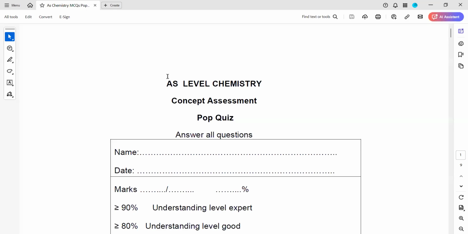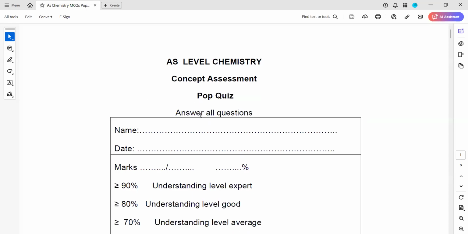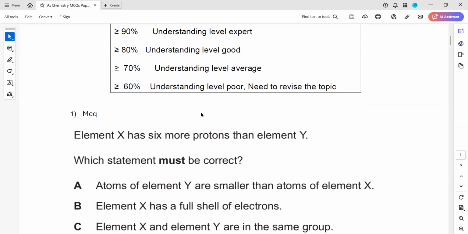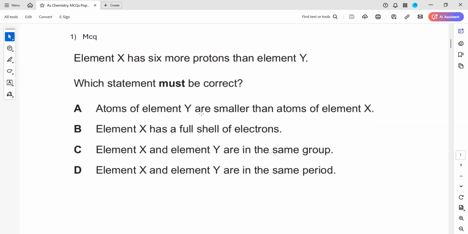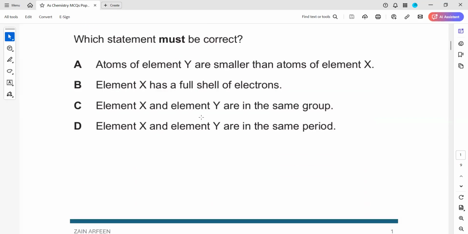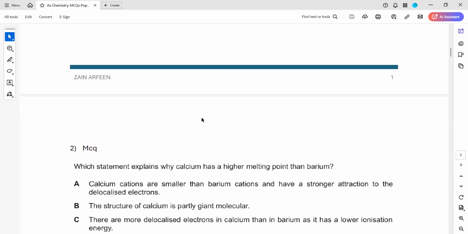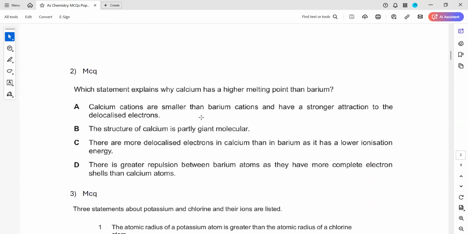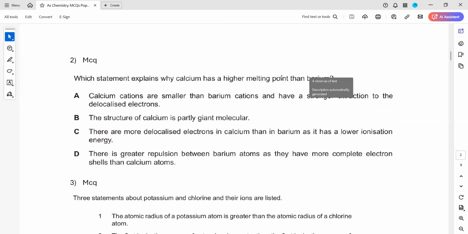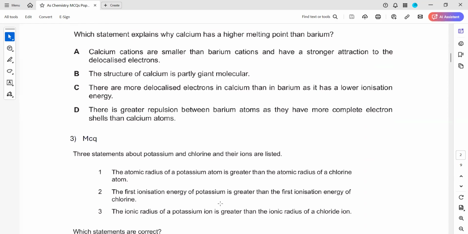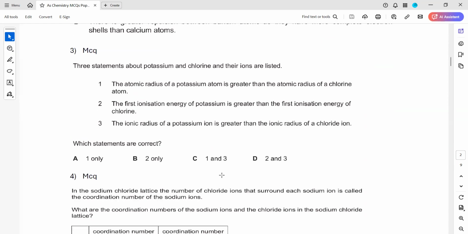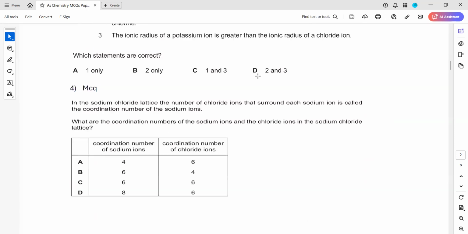So this was Pop Quiz 13, the weekly Pop MCQs Pop Quiz 13. If you have any doubt, question 1. Question 2, any doubt? Question 3, no doubt. Question 4.